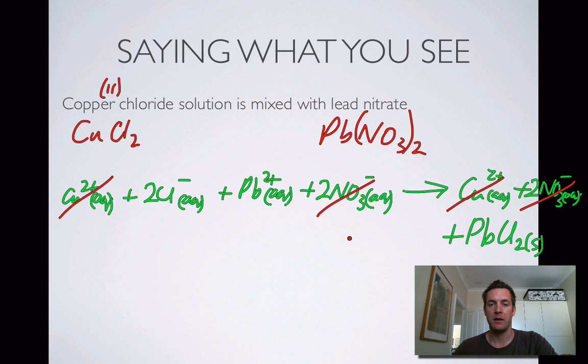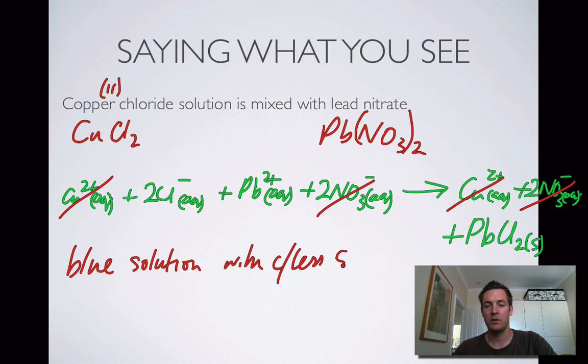Okay, now, saying what we see happening, we need to describe what we start with and what we end up with. Let's look up the colours of all these things on our colour chart. Cu2+ is a blue ion in solution, so we've got a blue solution. Chloride is colourless, lead is colourless, it doesn't appear in our colour chart. Okay, so is nitrate. So a blue solution altogether is mixed with a colourless solution. Right, because we decided that our lead nitrate was colourless and our copper chloride was blue.